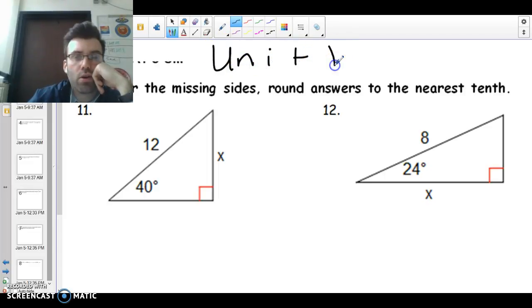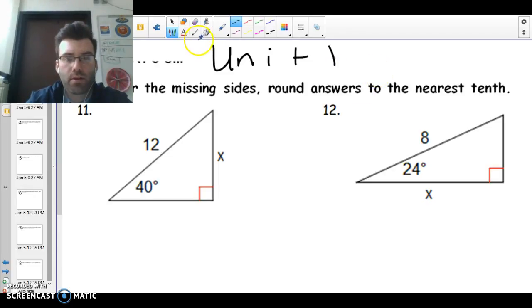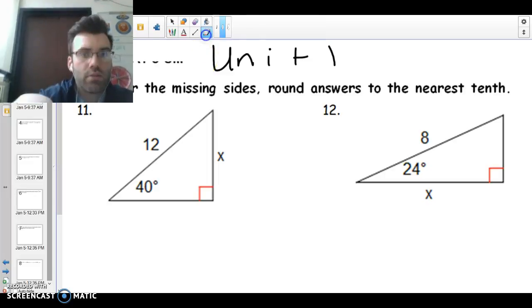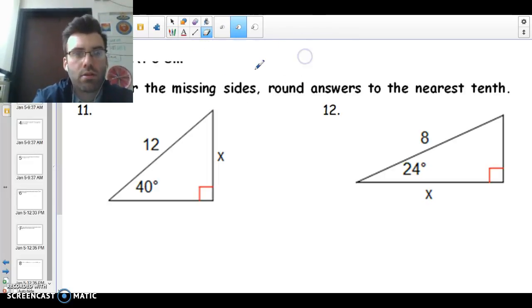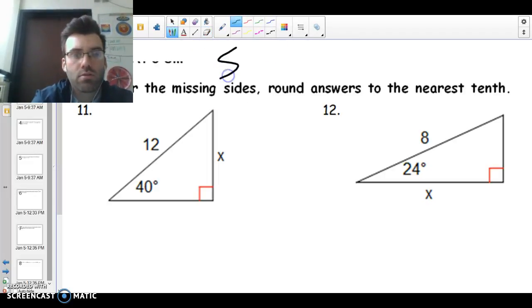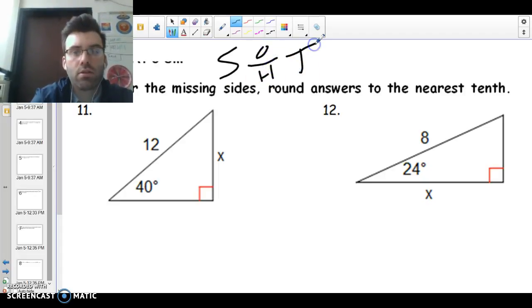technically unit 1. All right, unit 1. So we're doing solve for the missing side. To solve for the missing side, we have to use SOHCAHTOA. So it's the right triangle.